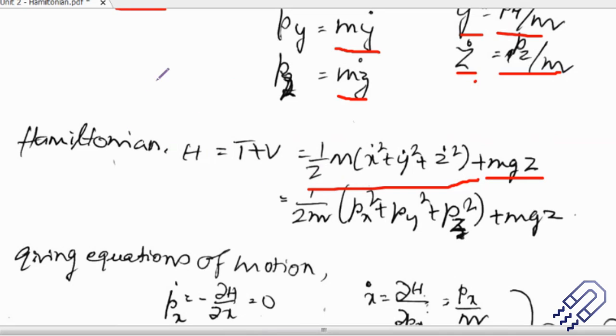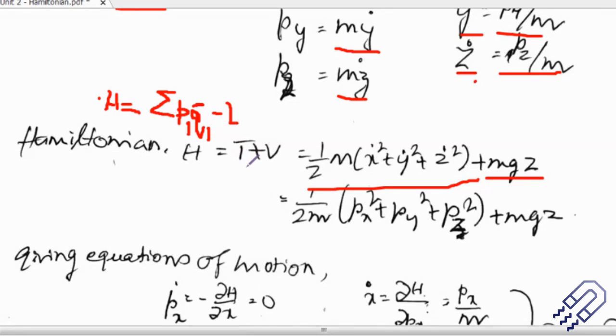One more thing: the question does not ask whether this Hamiltonian, or the system, is conservative or not. If you are talking about a conservative system, then you probably need to show the sum over j of pj qj dot minus L, and when you show this to be T plus V, you say that the system is conservative. But that is not asked.